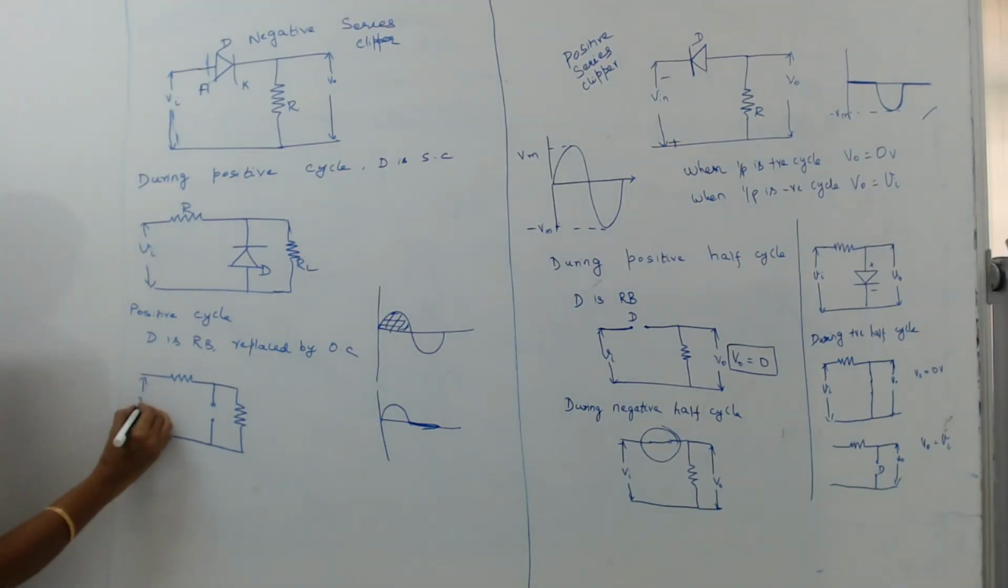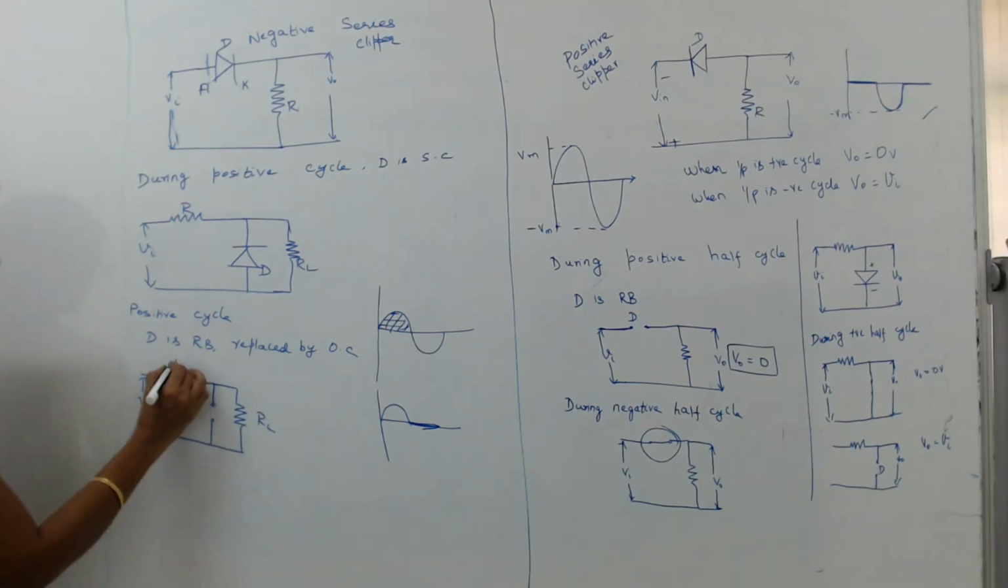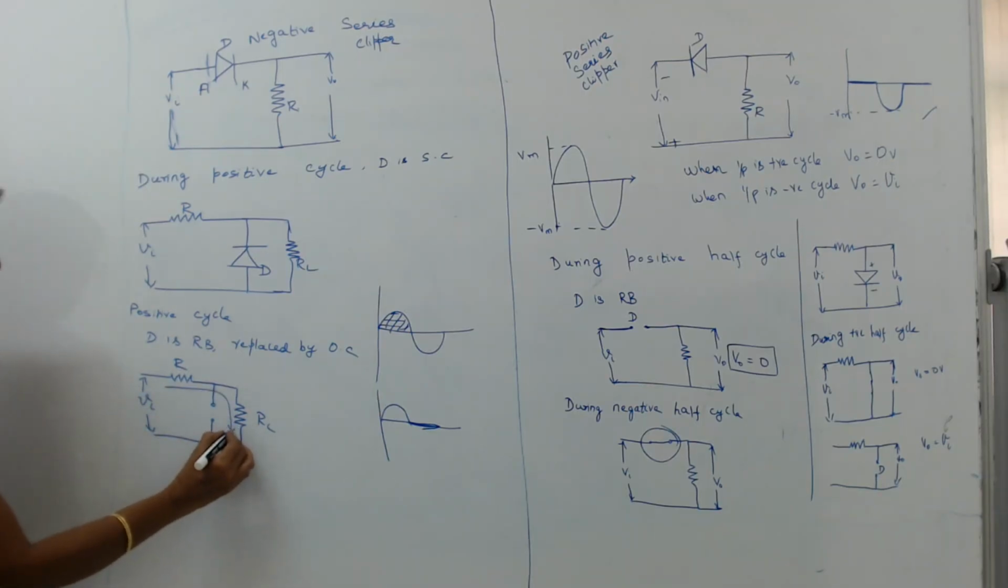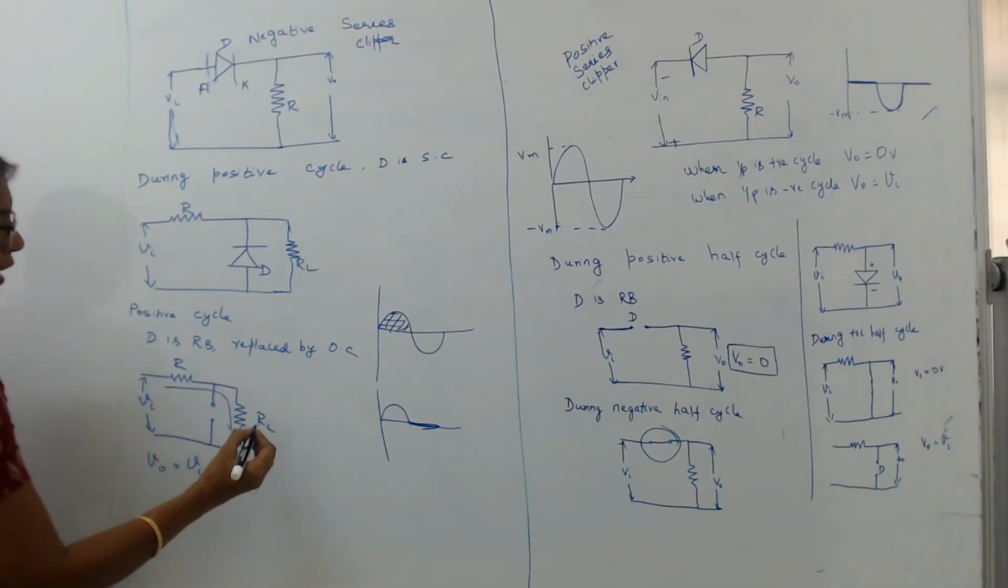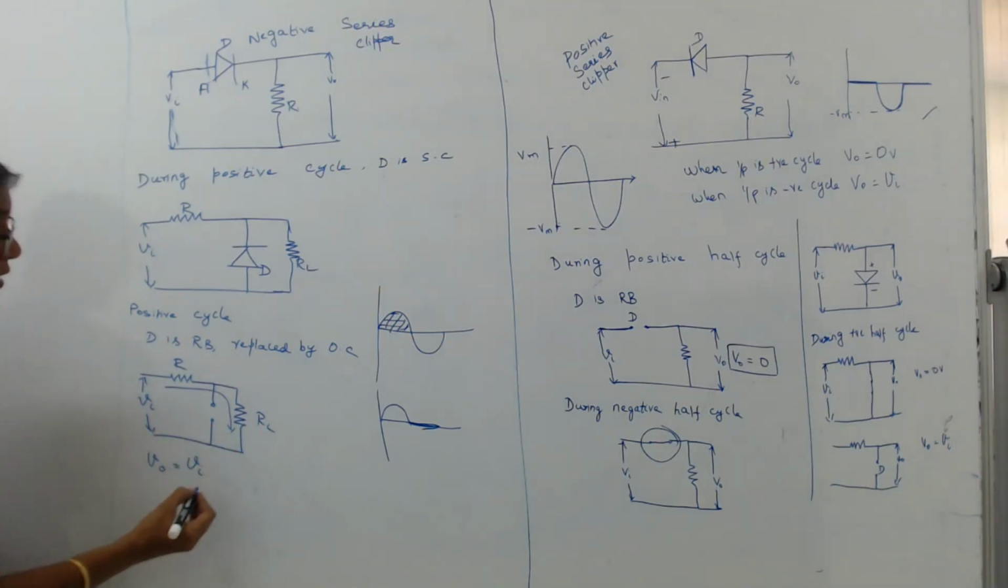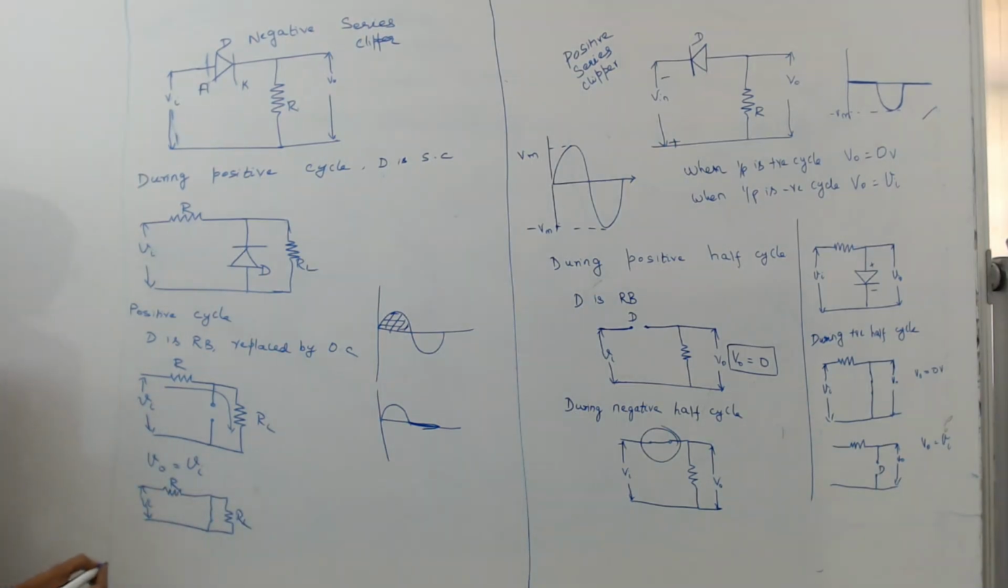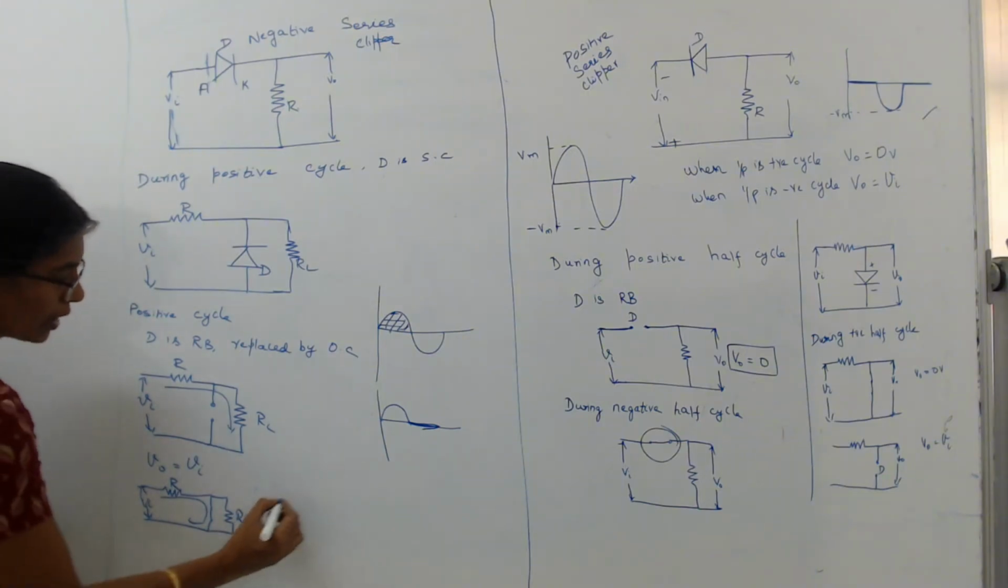Now the complete current will be flowing through the load resistor RL. During the positive half cycle, the current will be following this path. So here when we write KVL, we can write V0 will be equal to Vi. During the negative half cycle, the diode is replaced by a short circuit. So the current will be flowing through this path and hence there will be no current through the RL resistor. Hence V0 will be equal to 0.